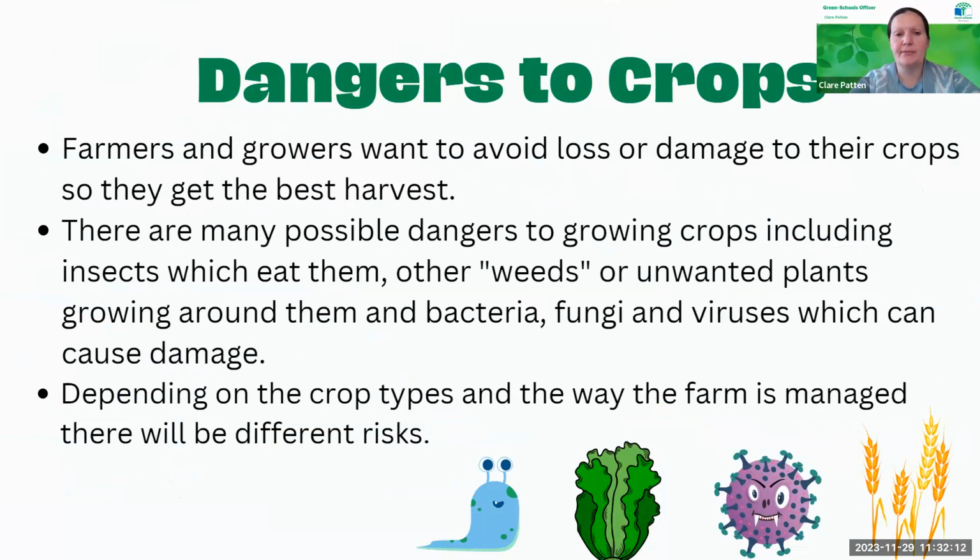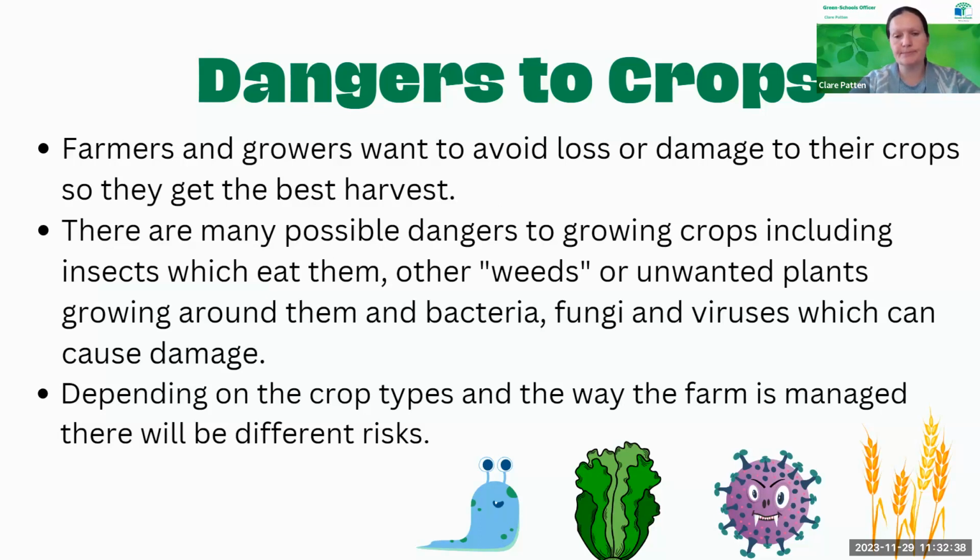There's many different types of insects that might eat them. Other things like weeds or unwanted plants growing around them, kind of competing with them. And then there's all of the different kinds of diseases, which could be from bacteria, fungi, or viruses that can damage the crops.